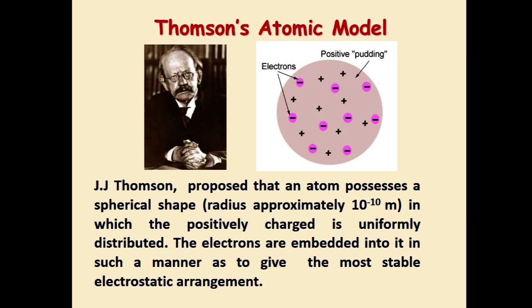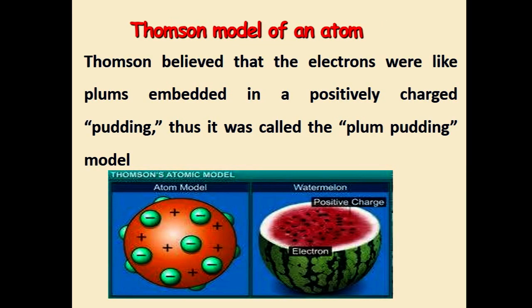Thomson's atomic model. J. J. Thomson proposed that an atom possesses a spherical shape, radius approximately 10 raised to power minus 10 meter, in which the positive charge is uniformly distributed. The electrons are embedded into it in such a manner as to give the most stable electrostatic arrangement. Thomson believed that electrons were like plums embedded in a positively charged pudding, thus it was called the plum pudding model. This is also compared with watermelon.